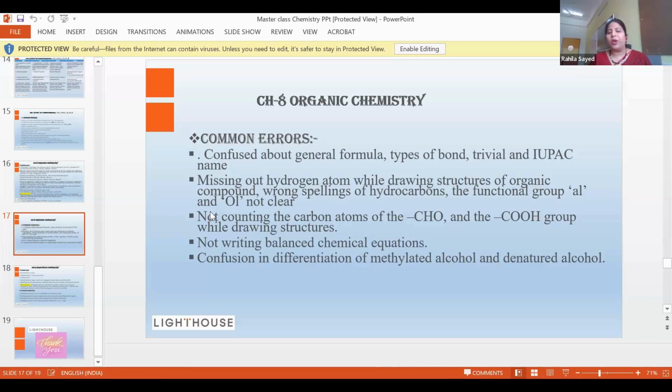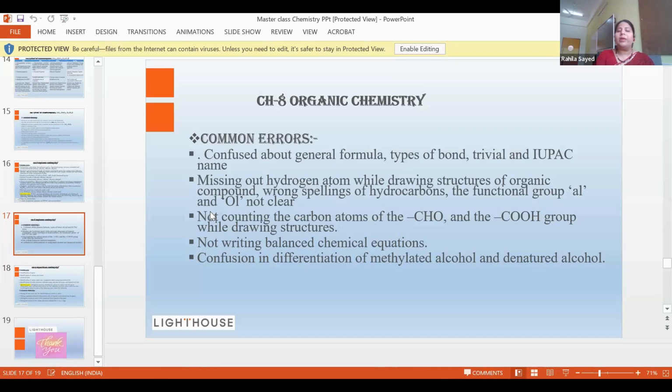Missing out hydrogen atoms while drawing the structures of organic compounds. Yes, you write all the C and you forget to draw the H over there. So please don't do that. Then wrong spellings of hydrocarbons, the functional group al and ol. Instead of pentanol, you write pentanal. So OL is for the alcoholic group, that is OH. And AL is there for the aldehyde group, CHO. OH could be in any of the positions, but the aldehyde group and carboxylic group will always be at the end of the chain. Not counting the carbon atoms of the CHO and the COOH group while drawing the structures is also a common mistake.